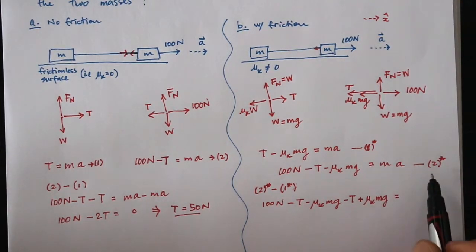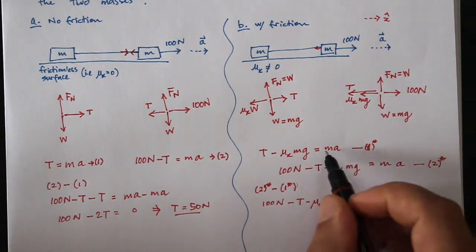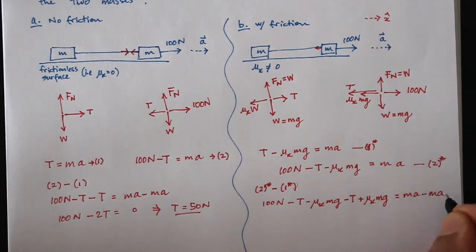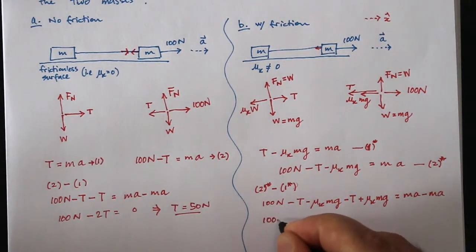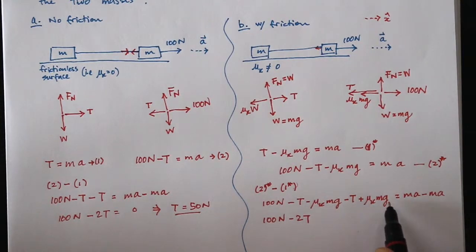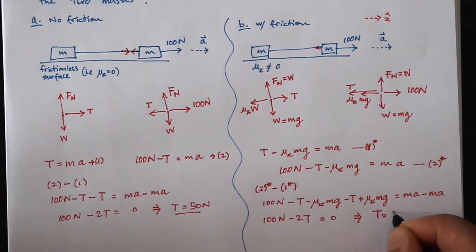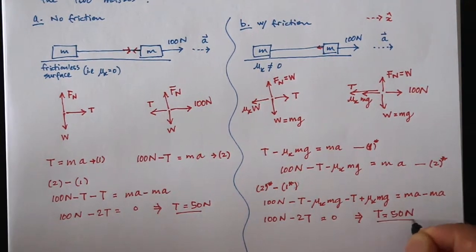And on the right-hand side, 2 star is ma. And then I'm subtracting from that 1 star, which is also ma. So this is going to be 0. So I see here that I get the 100 newtons, I get a minus T and a minus T, so that's minus 2T. I get a minus mu k mg plus mu k mg, so these cancel out. So that's a 0 equal to a 0. And from that, I figure that T is equal to 50 newtons.